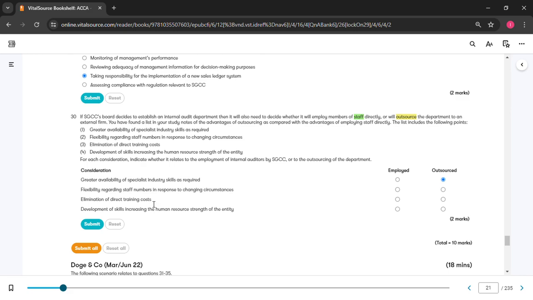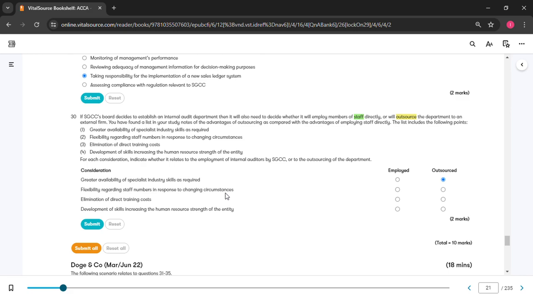Next, flexibility regarding staff number in response to changing circumstances. What happens when you outsource? If the work is more, they will send more people. If the work is less, they will send fewer people. But if you employ people, the people have to be there. Employment is time based, whereas outsourcing is work based. If you employ, they have to come at 7:30 and stay until 3, whether work is there or not. But if you are outsourcing, flexibility will be there.